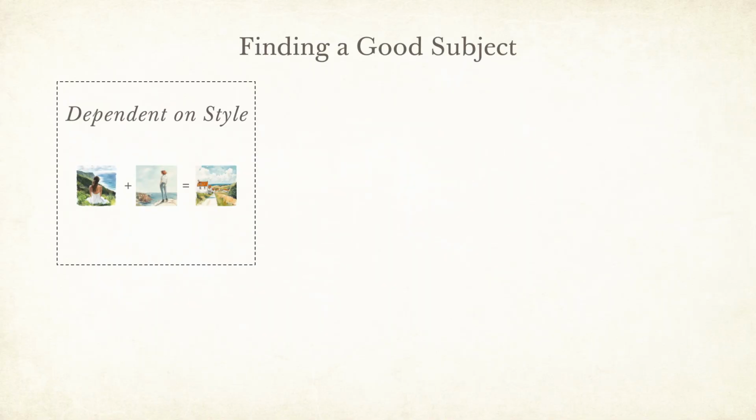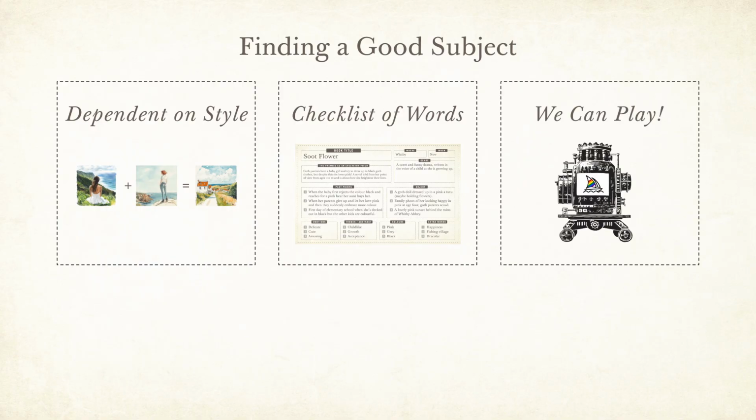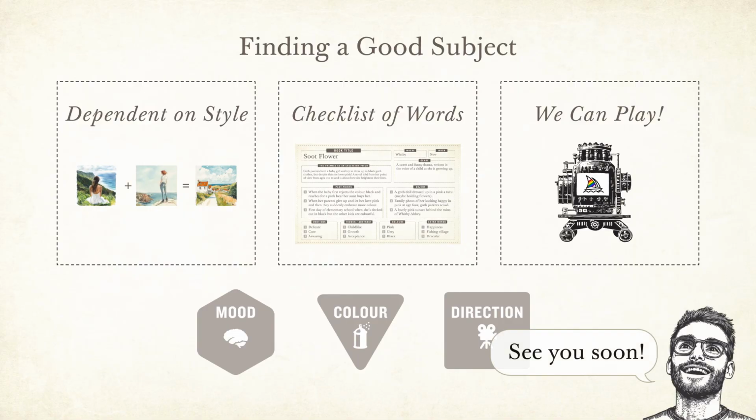When finding a good subject, this is very dependent on the style we also employ when playing with ideas, but as long as we make a checklist of words, then at least we have some ideas to play with. But what other words can we chuck into the mix to improve our images? Well, there is a trinity of other considerations that really help improve our image results. Some of these we've already touched upon, but let's get a bit more up close and personal with them. These are mood, color, and direction. See you in section 4.